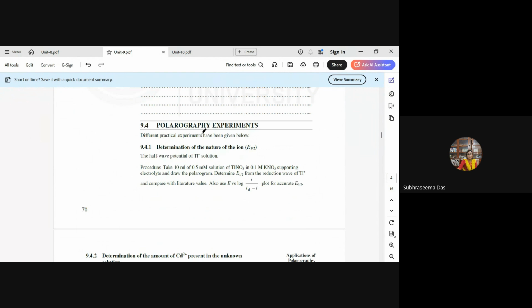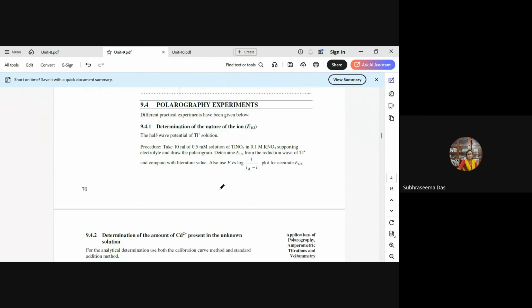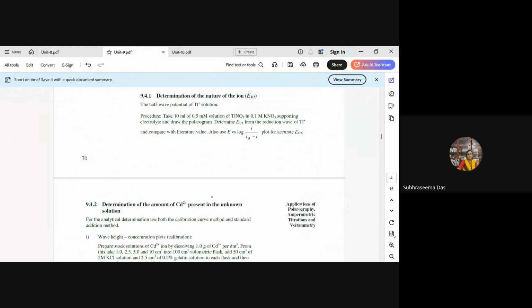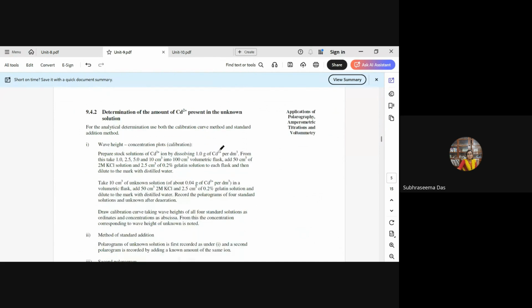Then coming to polarography experiments. The determination of the nature of the ion, that is the E half. From polarographic experiments, the half-wave potential of Tl+ can be shown. The procedure is, we will take 10 ml of the 0.5 millimolar solution of thallium nitrate in 0.1 molar KNO3 supporting electrolyte, and then we will draw the E half from the reduction and compare with the accurate E half value. Then it is also used for determination of cadmium that is present in an unknown solution.